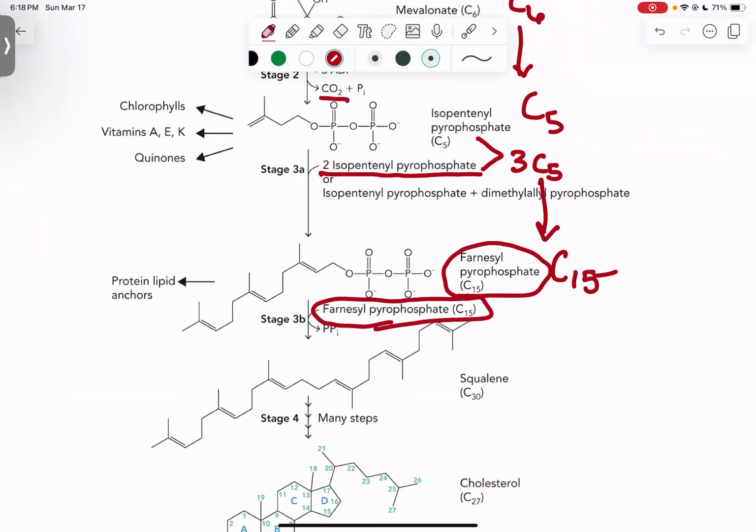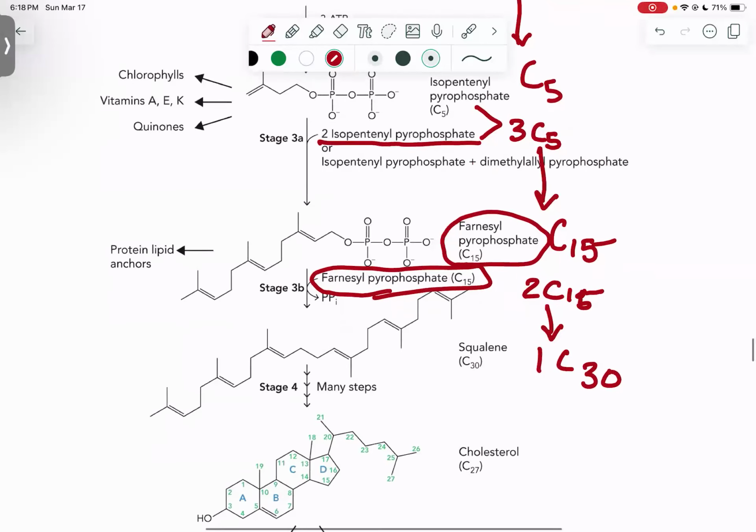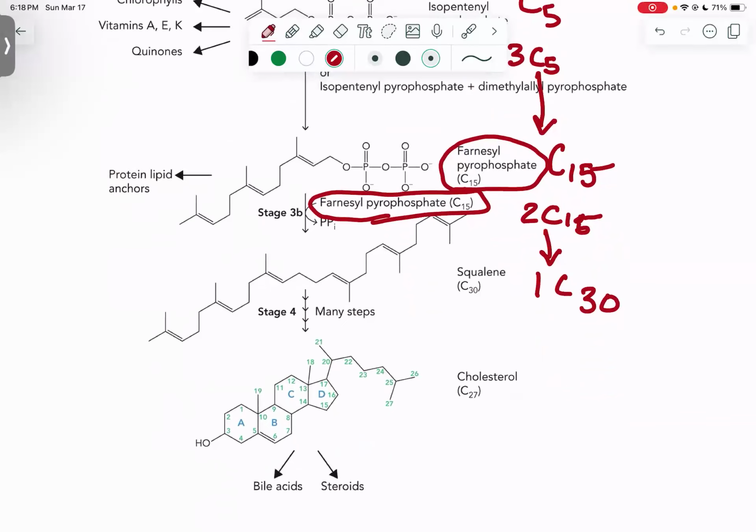So we have 2 of them here. So we're going to get 2 C15s. We're going to turn those 2 C15s into 1 C30. And so our 1 C30 is squalene. And there's lots and lots of steps in here, and you don't have to know all the steps. You just have to know the ones we're covering.